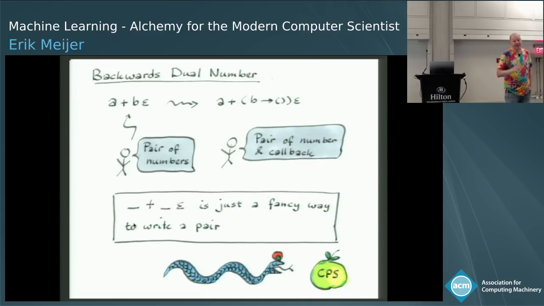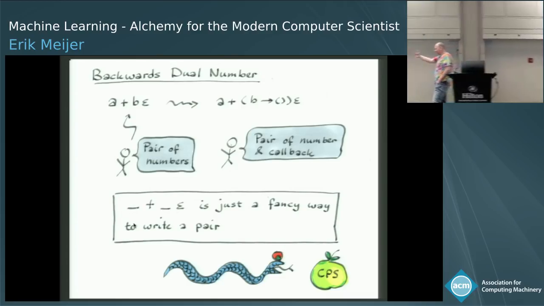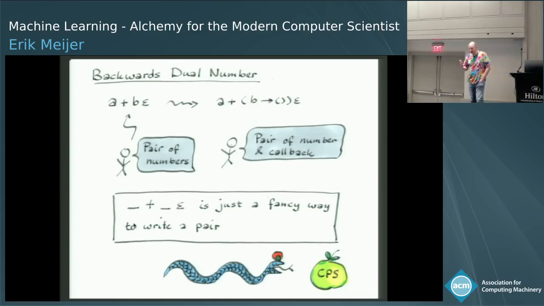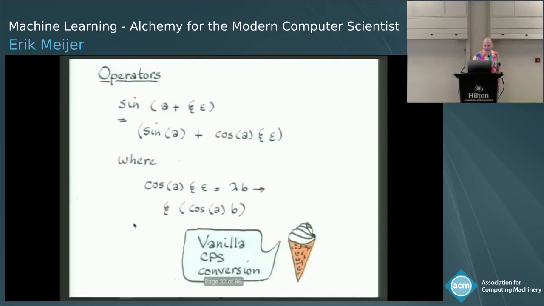So again, if you're a Haskell programmer, you know that a function that returns unit cannot do anything except side effects. So in the actual implementation of backpropagation, you will have to introduce mutable state to accumulate the gradients, but it's still just vanilla CPS conversion. And so let's look here at an example.